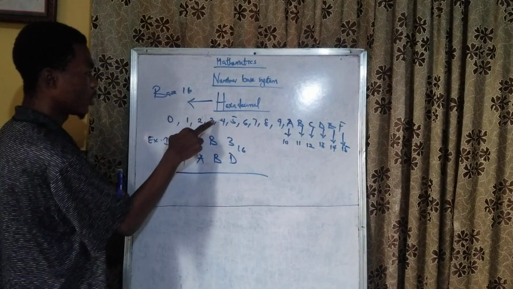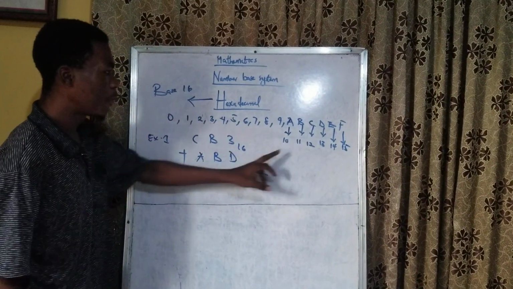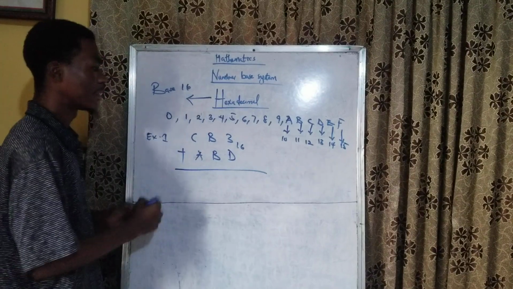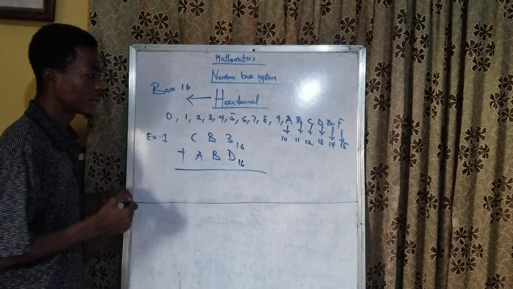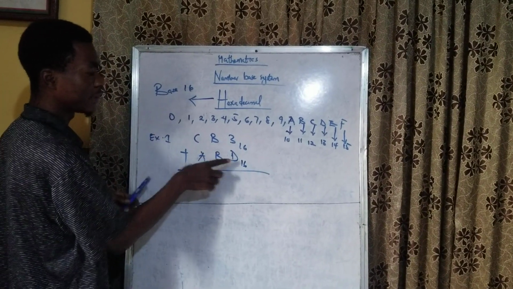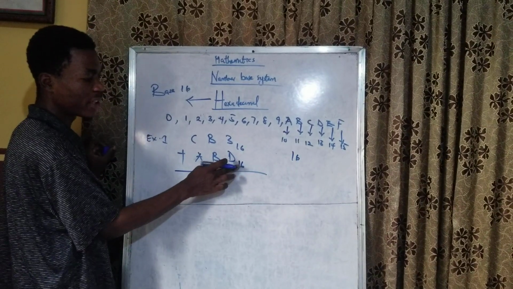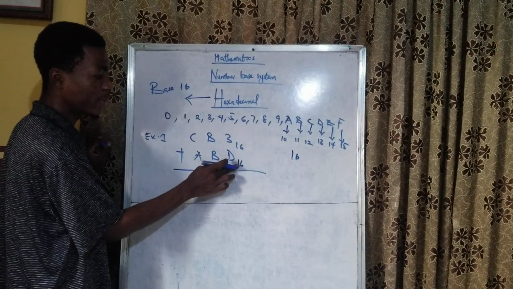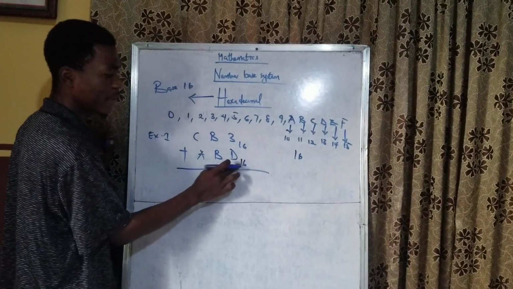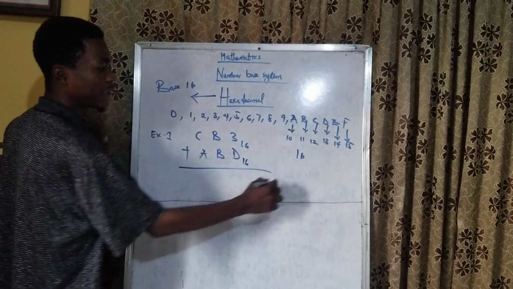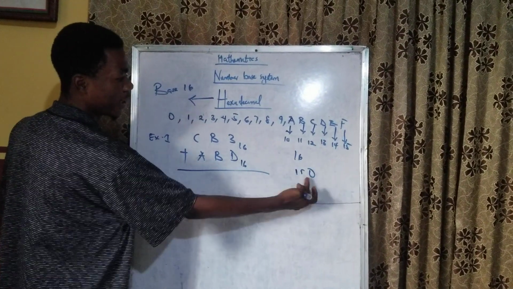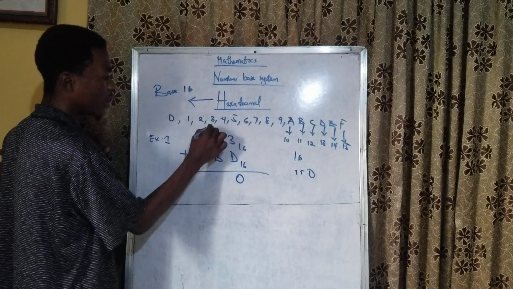So now, what do we have here? 3 plus D. What's your D? 13. This one is also in base 16. That is 3 plus 13. That will be what? That's 16. And I told you that it must not be up to the base. If it is up to the base, or more than the base, you divide. So 16 divided by 16, what do you think we are going to have? That is 1, remainder 0. So we are writing our remainder, which is 0, then we keep 1.